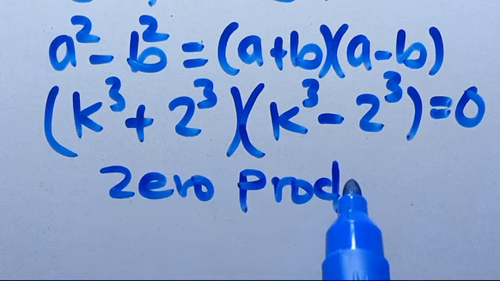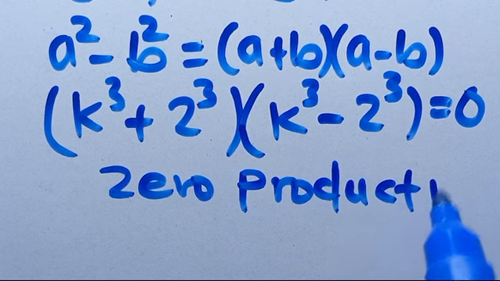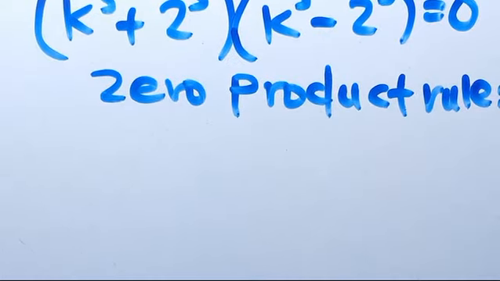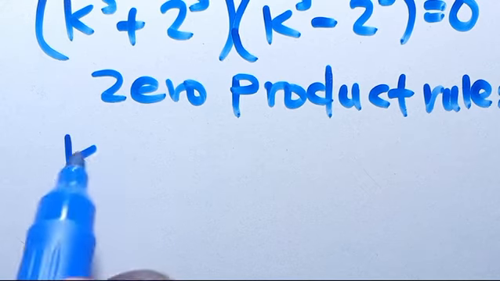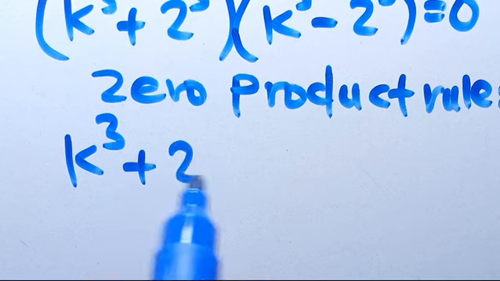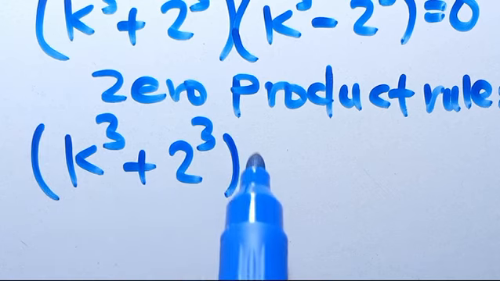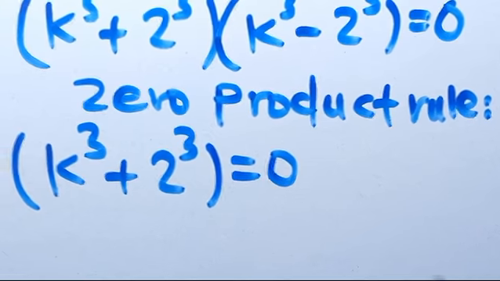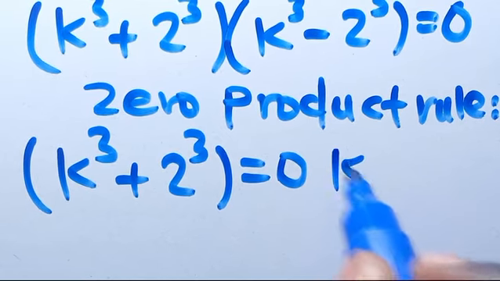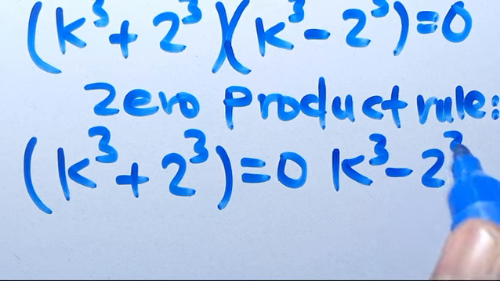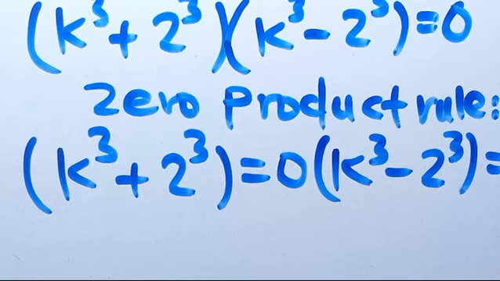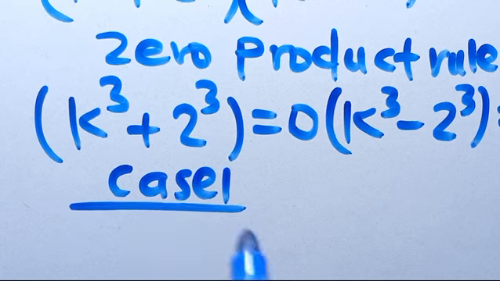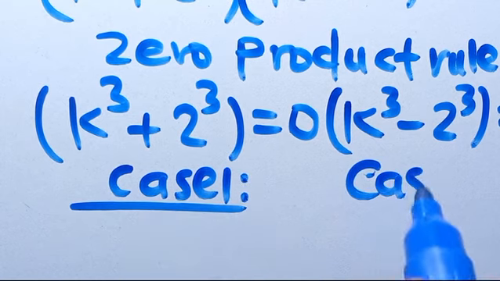So from here, we have to apply something we call the zero product rule. That one says that when you have this, either we have k to the power of 3 plus 2 to the power of 3 all in parentheses equals 0, for this expression to be equal to 0, or we have k to the power of 3 minus 2 to the power of 3 all in parentheses equals 0. So let's define the first as case 1 and the second as case 2.